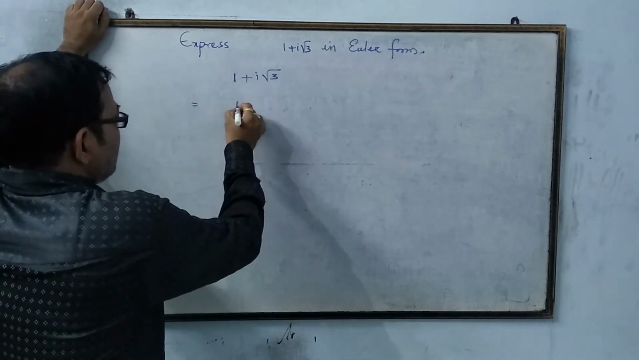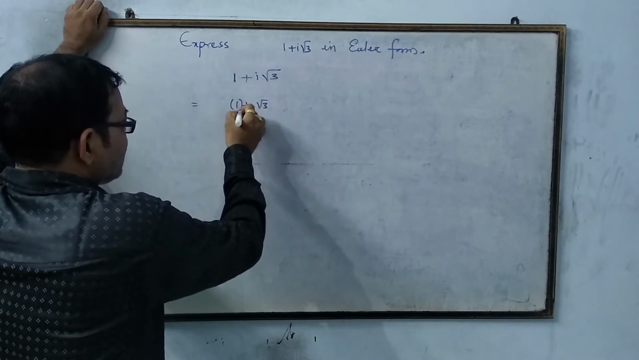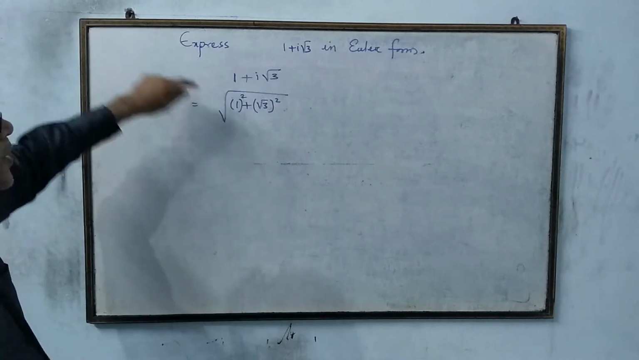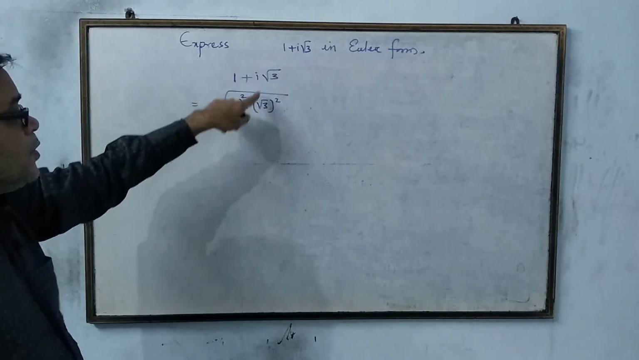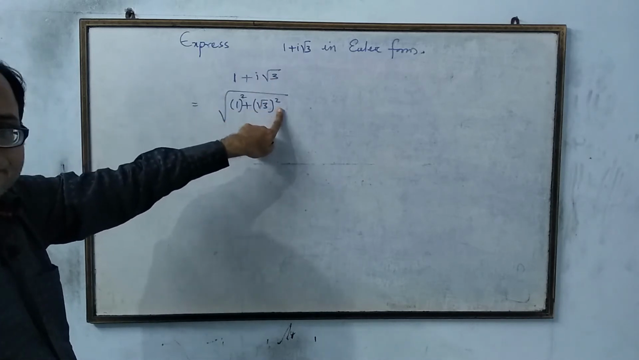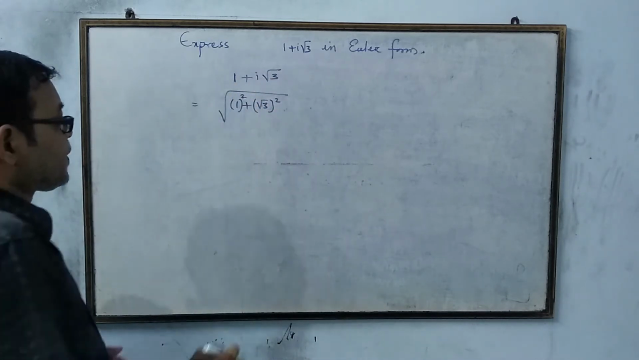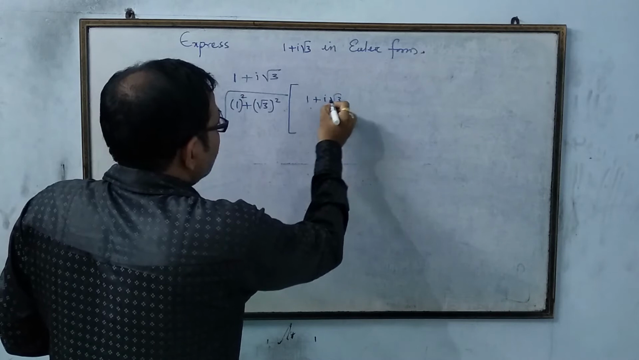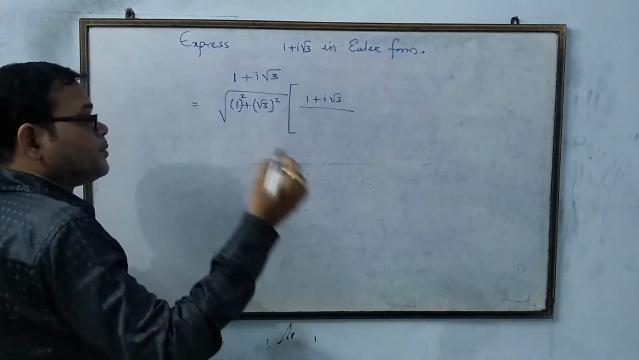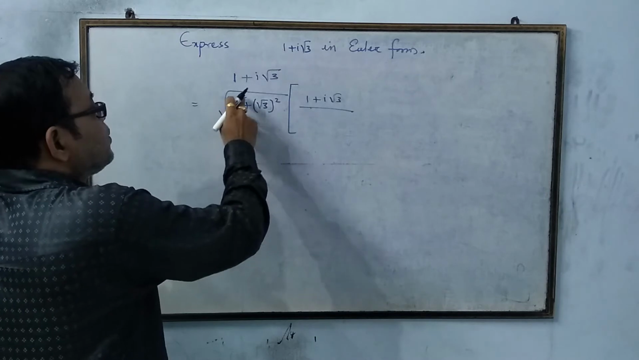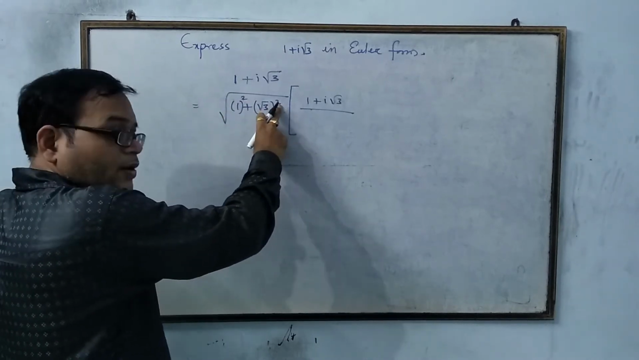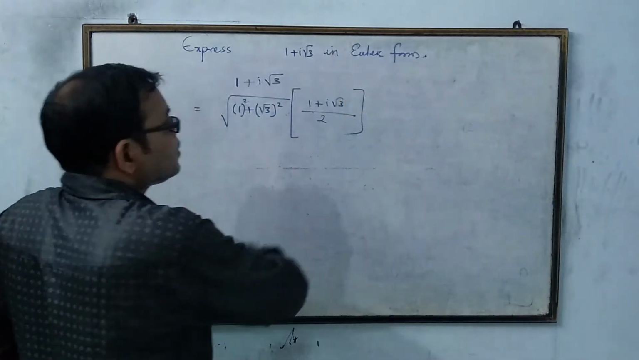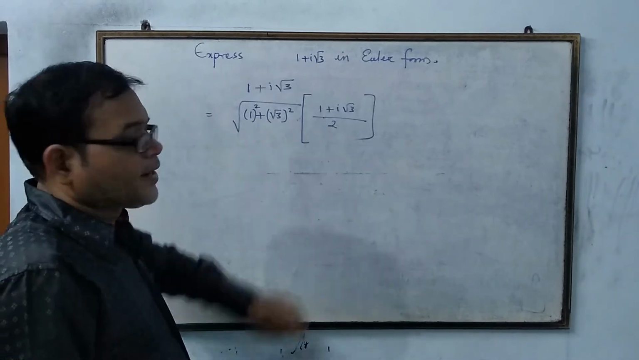Now, multiply and divide by root over x square plus y square. Multiply the numerator and denominator by root over a square plus b square. So root over a square plus b square here is 1 square plus root 3 square, that is 1 plus 3, which is 4, so root 4 is 2. That means we are multiplying by 2 and dividing by 2.